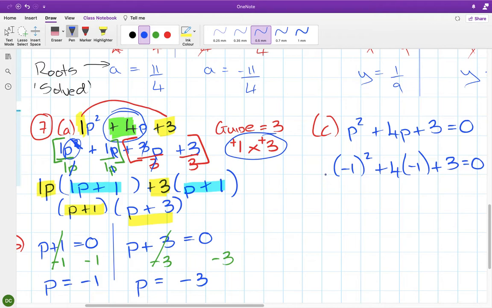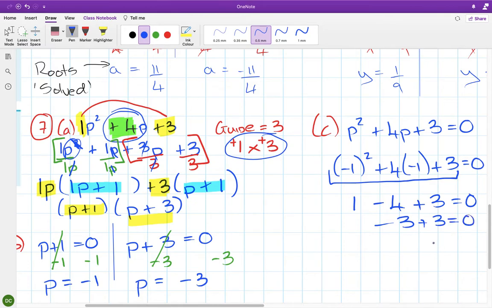Now you can just type all that into your calculator and get 0. It is 1 minus 4 plus 3, which is minus 3 plus 3 equals 0, which is true. Okay, but you can just check that on your calculator.